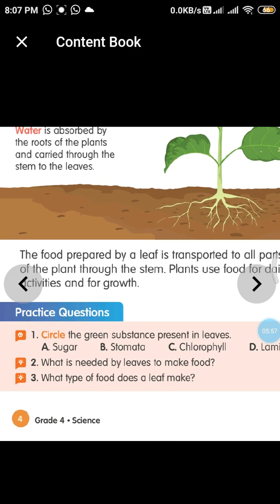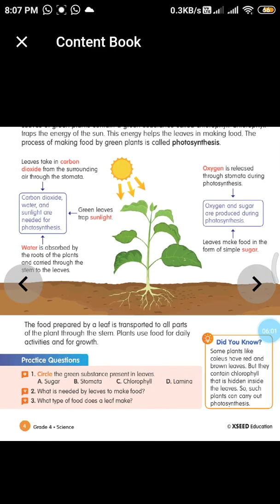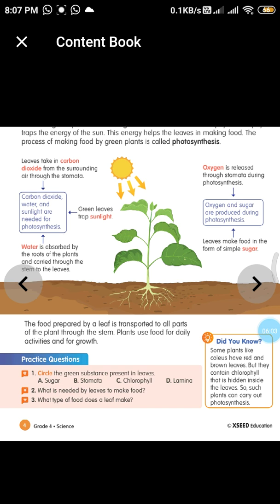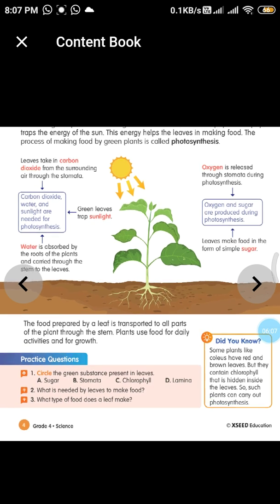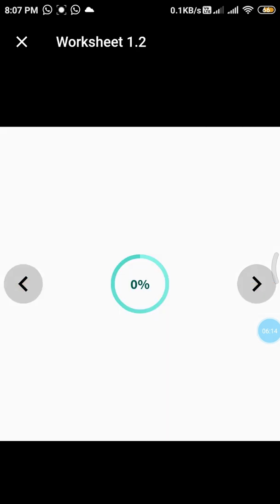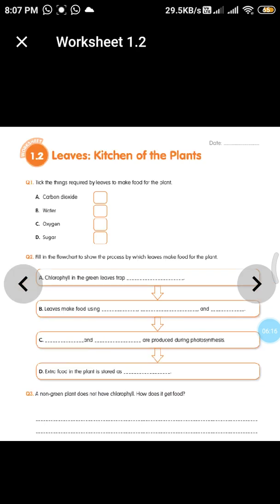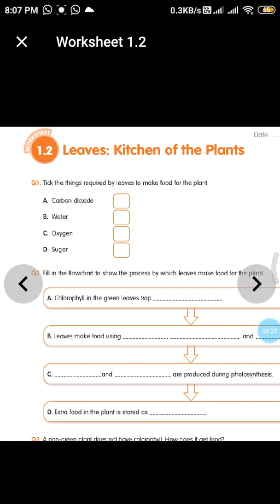What is needed by leaves to make food? You know all the materials they take from the sun and through their roots. All this you have to write beside this question. And what type of food does a leaf make? They make sugars. And children, what questions are given in 1.2, we'll see once again.